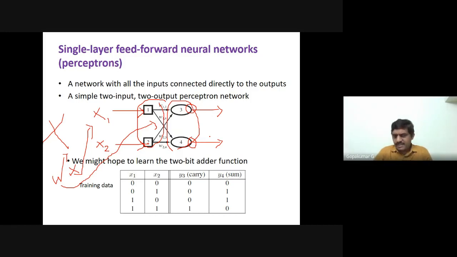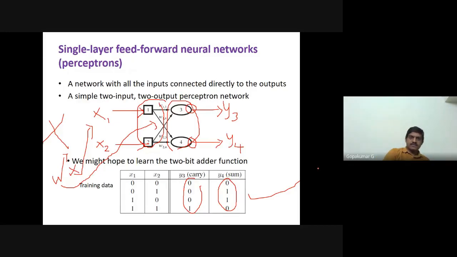Then, assume that you have a data set something like this one. It's a 2-bit adder network. Our inputs are x1 and x2, and the inputs are 0 1, 0 0, 1 0, and 1 1. When you add, there are two things: a sum and a carry. Assume that this is y4 and this is y3, so you'll get a carry output from here and the sum output from here. Can this network easily represent the carry as well as the sum?